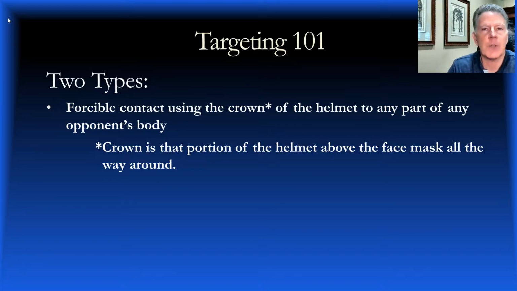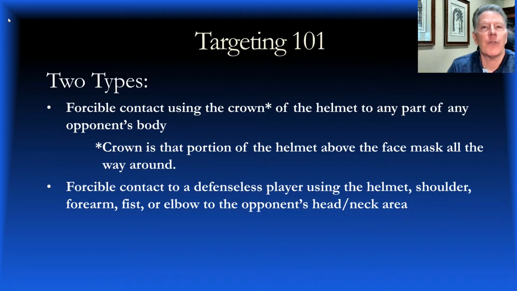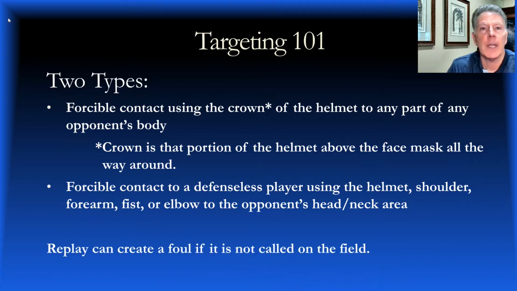The second type of targeting is forcible contact to the head and neck area of a defenseless player using the helmet, shoulder, forearm, elbow, or fist. Those are the two types of targeting. Now, replay, if it's not called on the field, can create the foul. They can stop the game and create the foul if it's not called.